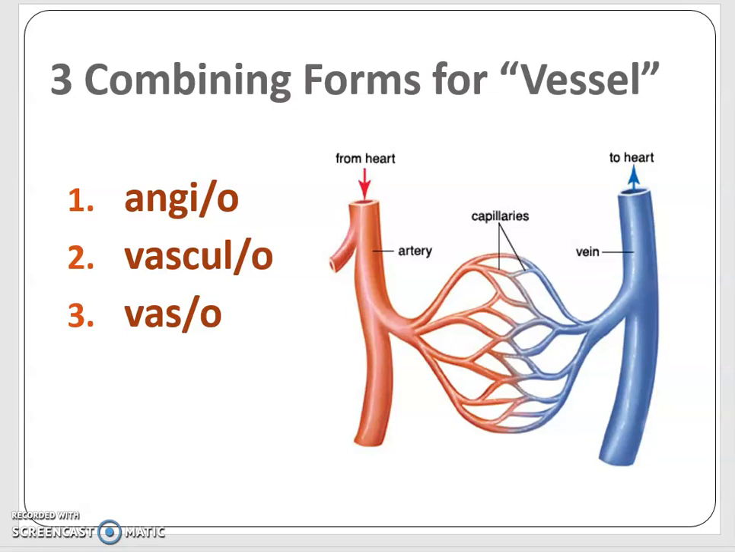Okay, so now that you know something about vessels, let's talk about the words that we use to describe vessels. So once again, we have three combining forms here: angio, vasculo, and vaso. Once again, we see a drawing I actually really like here on the side. This is a very simple depiction of how things go.